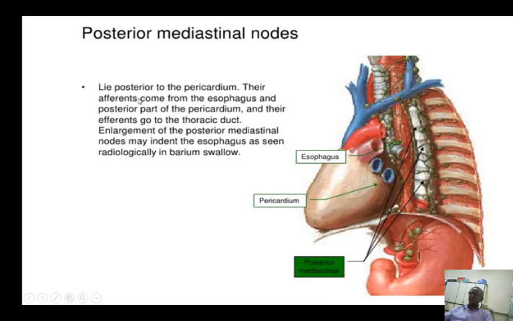The posterior mediastinum lies posterior to the pericardium. Their afferents come from the esophagus and posterior part of the pericardium. That means these lymph nodes are draining the esophagus and posterior part of the pericardium, and then they are draining into the thoracic duct. Enlargement of posterior mediastinal lymph nodes may indent the esophagus as seen radiologically in the barium swallow. So if you see a radiograph of the barium swallow of the esophagus, if you find there is an indent, that means that is because of this enlargement of the posterior mediastinal lymph nodes.